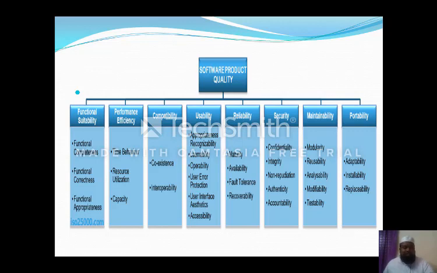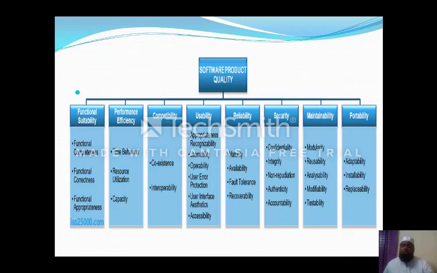If you see the functional suitability: functional completeness, functional correctness, functional appropriateness. All these things will come into the picture whenever you are developing the functionality attribute. If you see the performance efficiency, then time behavior is one attribute, resource utilization is one attribute, and capacity is one attribute. These are the 3 factors which will play a vital role in the performance efficiency attribute.